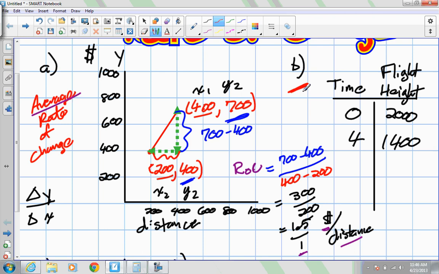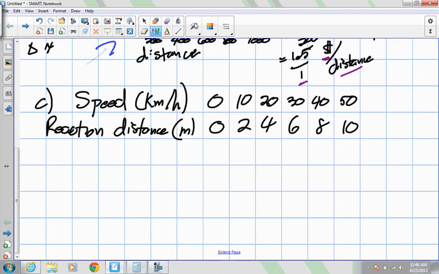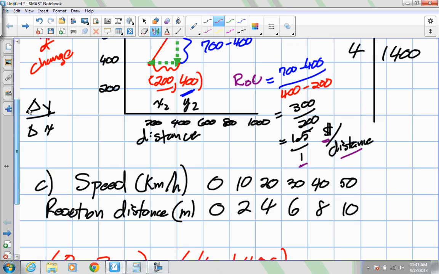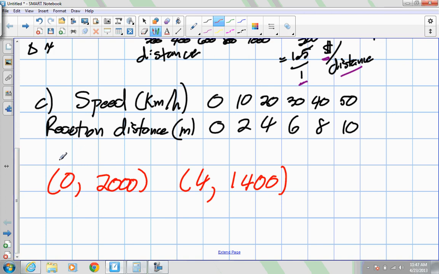One way that will help me if I'm trying to figure out what type of slope I have, I can recreate a graph, or I can use just the 2 coordinates they've given me. So I'm going to scroll to the bottom to solve B. The coordinates they've given us for this question were 0 and 2,000. And the other coordinate was 4 and 1,400, I believe. So it looks like we'll call this our first and our second point.